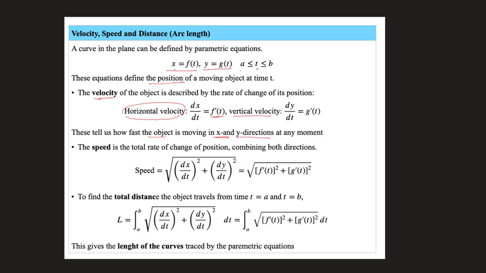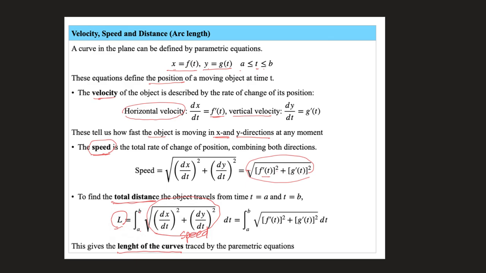Now, we want to calculate how far they travel. So now we need the speed, the total rate of change of position. Speed is calculated as the square root of f prime t squared plus g prime t squared. That's the speed at time t. So what is the total distance? Distance is speed times the period of time. So we use the integral from a to b, and the function is the speed. Then we can find the total distance the object travels between a and b. Another way to say it, the total distance the object travels is the length of the curve traced by the parametric equation.